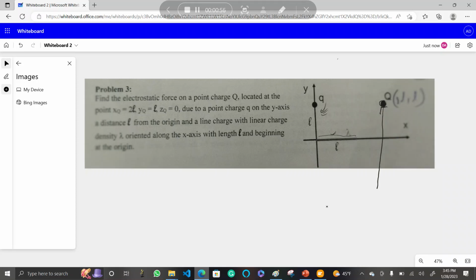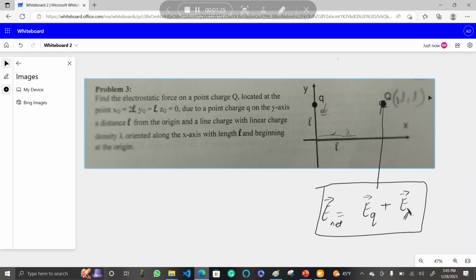As usual, we use the superposition principle to calculate the net electric field, which is the electric field at that point because of the charge Q, and the electric field at that point because of the continuous charge distribution along the x-axis up to length L, because of this line charge lambda. So this gives me the total electric field at that point.